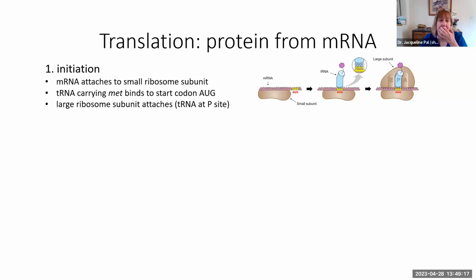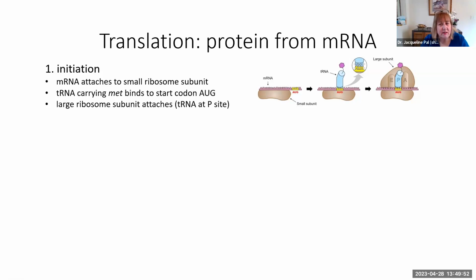First step, same name, initiation. All right, messenger RNA has to attach to the small subunit. The large subunit is going to attach with its A, P, and E sites, and the transfer RNA carrying methionine that is complementary to the AUG is going to attach to it. And because this is the actual start, this one actually doesn't have to start in the A, it actually starts in the P site because it already has the protein attached to it.